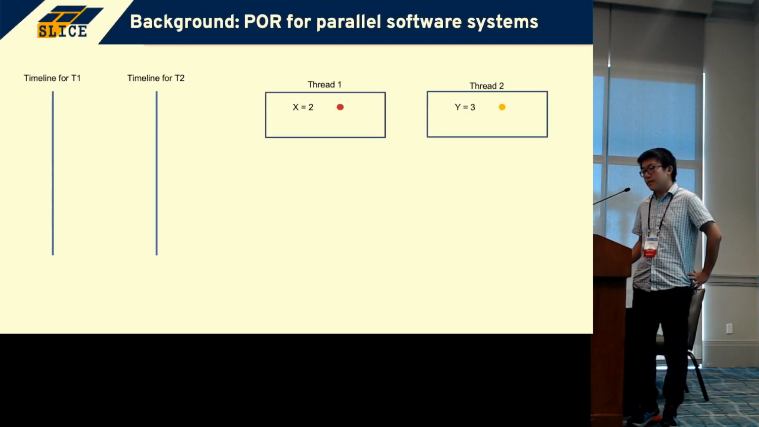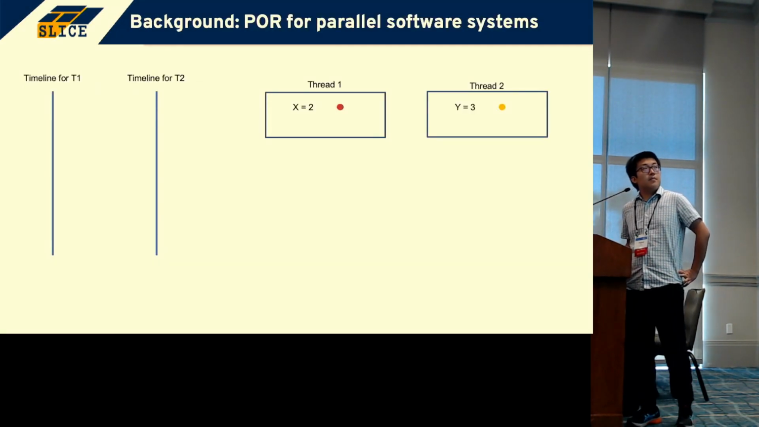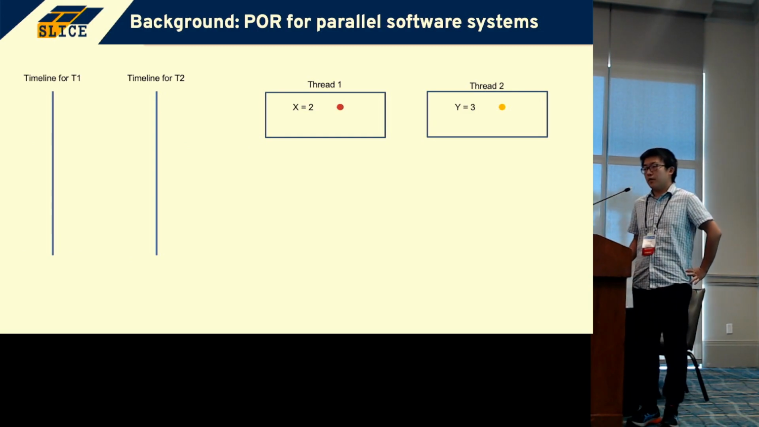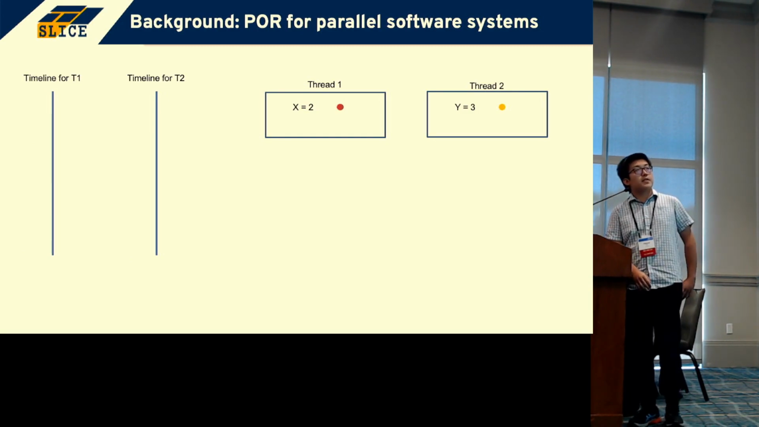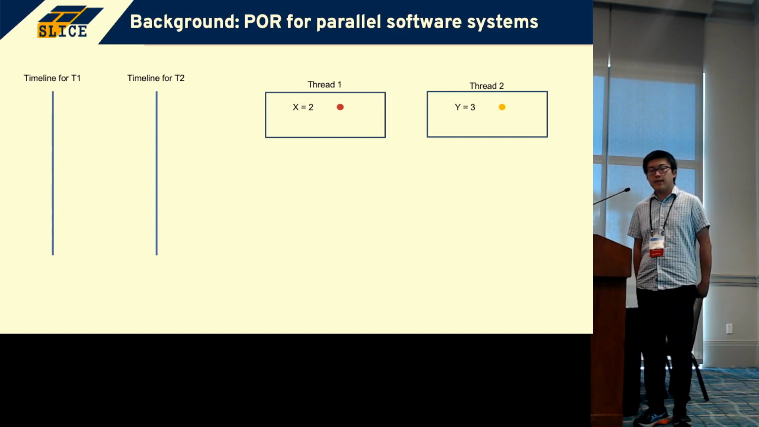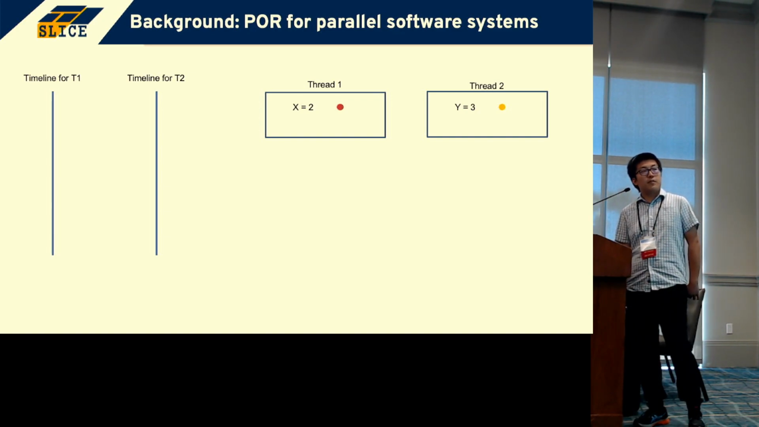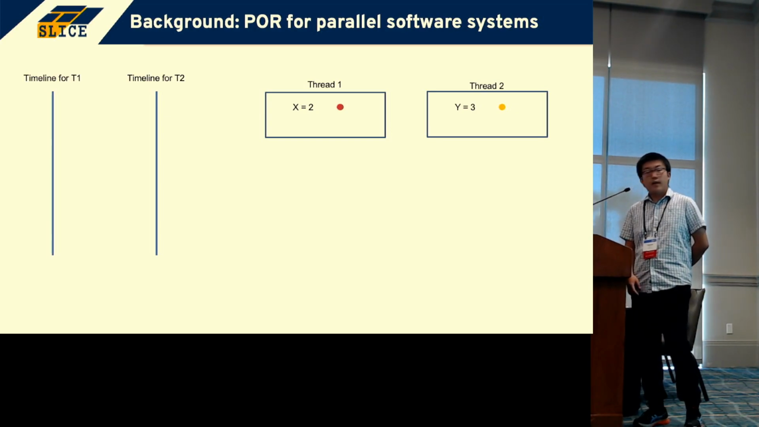So let's take a look at what really is partial order reduction for parallel software systems. The premise is that you want to test parallel programs running on two different CPUs. I know there's a lot of concurrency people here, so let's just zoom back from a software programmer's view.